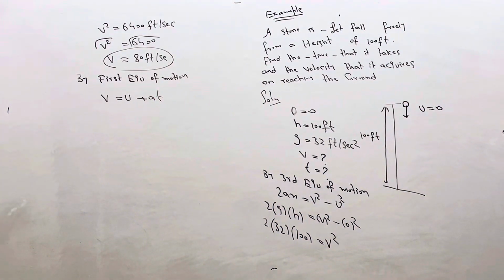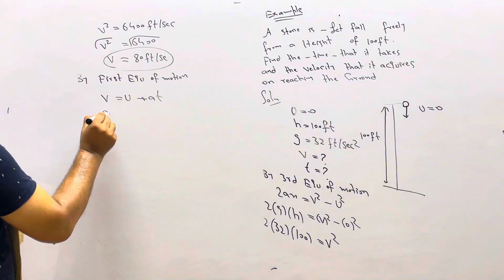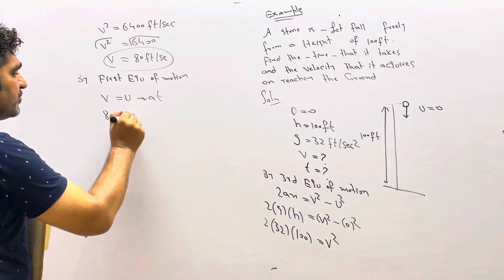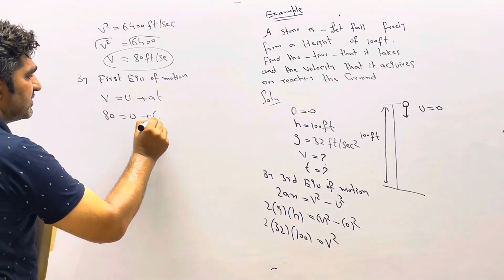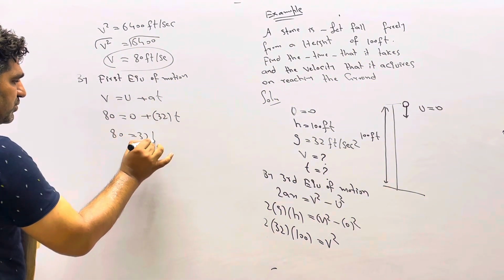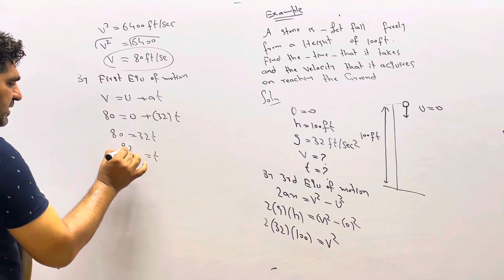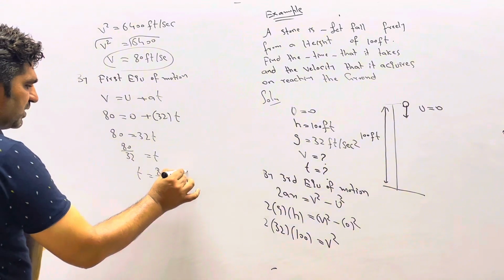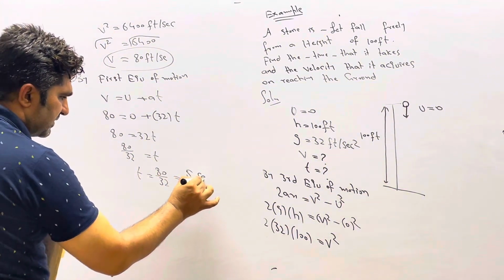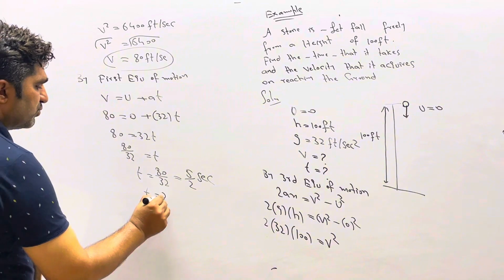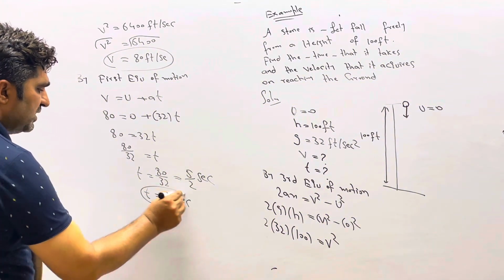Now you can put the values here. What is v? This is 80. U was the initial velocity. Because the particle was let fall, its initial velocity was 0. A is G, which will be 32. T you want to find, so 80 equals 32 into T. To find T, that will be 80 over 32, so it will be 5 over 2. You can write seconds here, and you can also write T equal to 2.5 seconds. So we got the time.